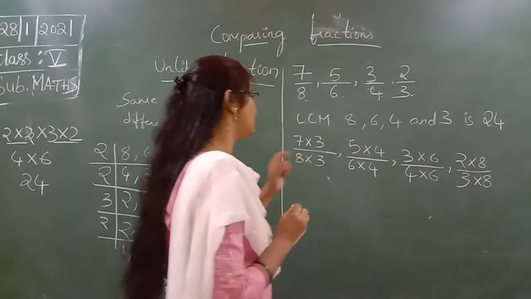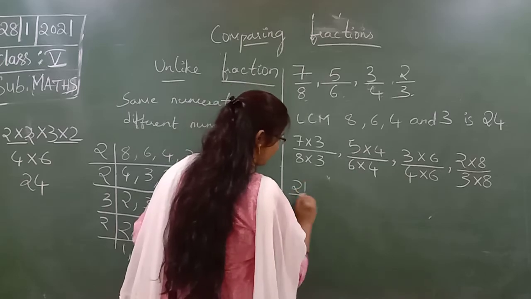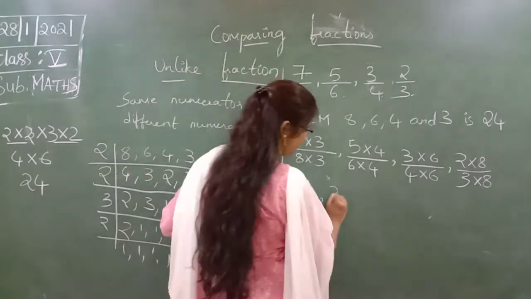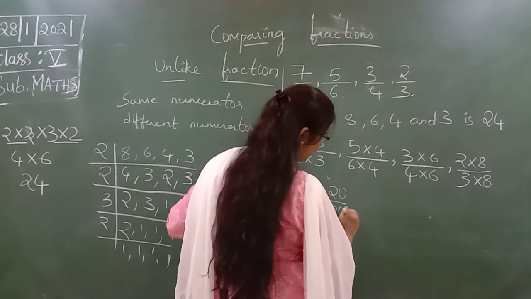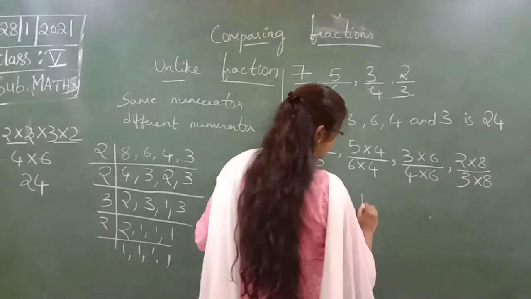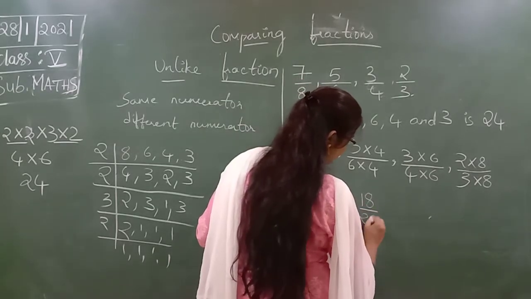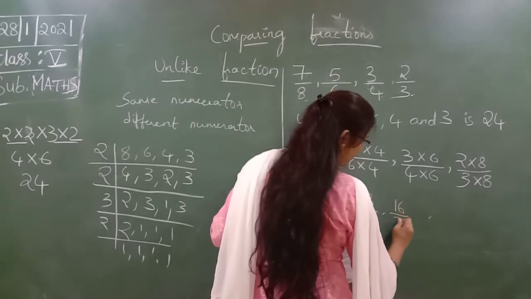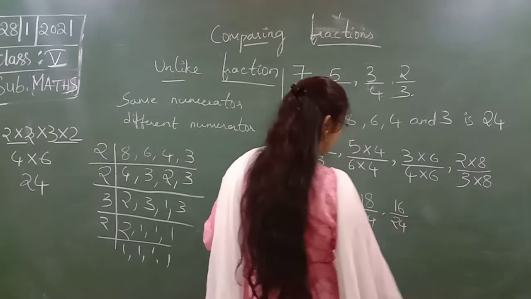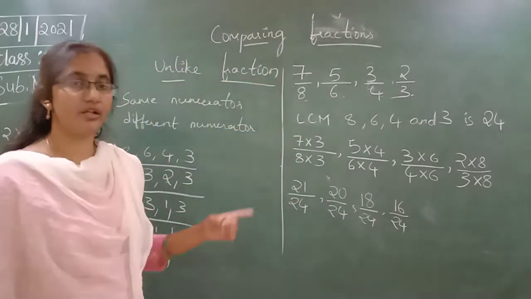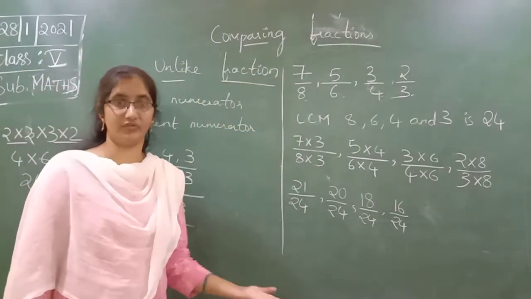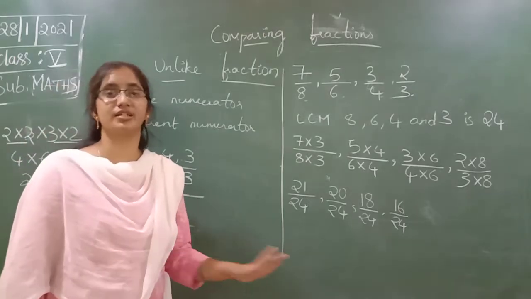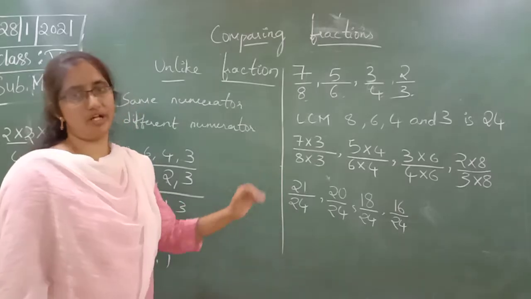Then what is 7 into 3? 21. It is 21 by 24. 5 into 4? 20, 20 by 24. 3 into 6? 18 by 24. 2 into 8? 16 by 24. Done. Now here there are like fractions, as we discussed in the previous topic. Like fractions have all the denominators equal. Now we have to compare the numerator values.